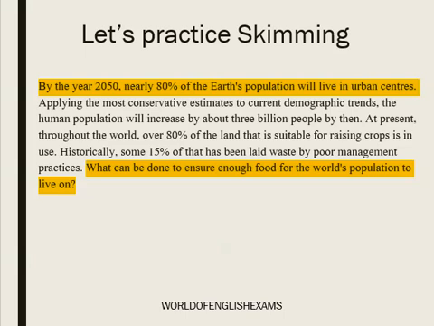Now let's quickly jump to the last sentence. What can be done to ensure enough food for the world's population to live on? Okay, so now he is raising an issue. Of course 80% of the population would be living in cities, so what can be done about the food sources? That means the paragraph might be stressing the current amount of food resources available, and with the growing population the food might not be sufficient for the growing number of people. Hence he is raising a question as to what can be done as a measure, as a solution for this.